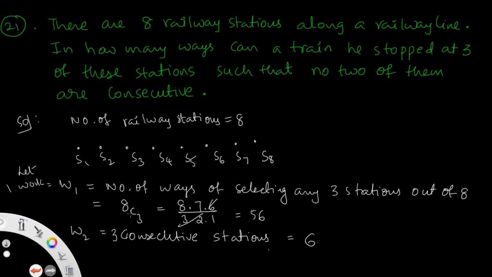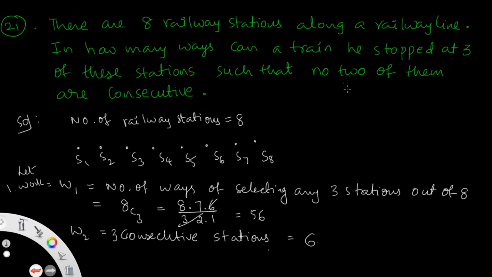The train can be halted or stopped at any station. Any 3 stations out of the total 8 stations can be chosen. The number of ways of selecting any 3 stations out of 8 is nothing but 8C3. These are all the ways of halting at stations. In this, the first part is over, but the condition that is given must still be applied.